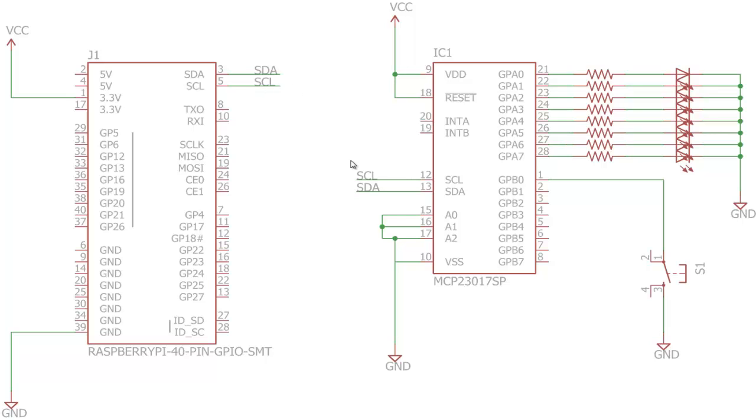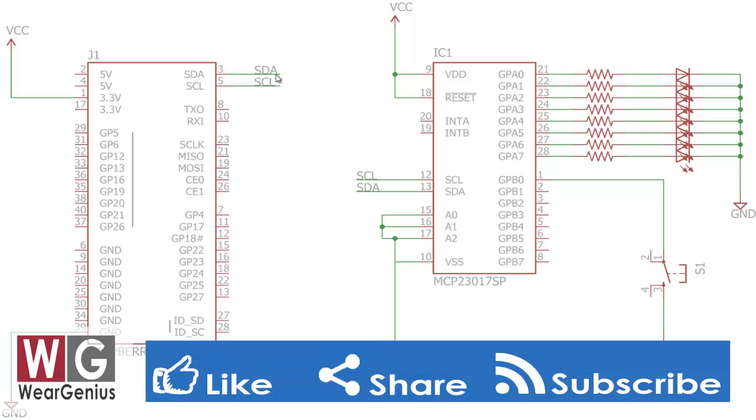And those are connected directly to the SDA and SCL pin of MCP23017. And over here, as you know, I2C needs some pull-up resistors. We have not connected them here because the Raspberry Pi has internal or onboard pull-ups. So you won't be needing any external resistors over here.